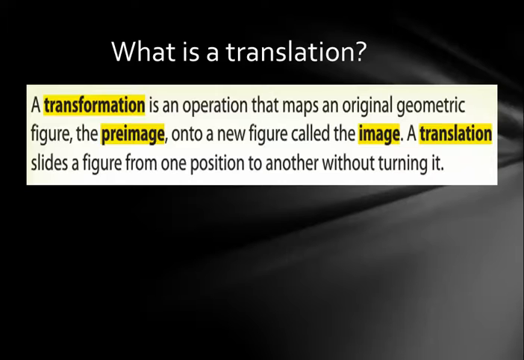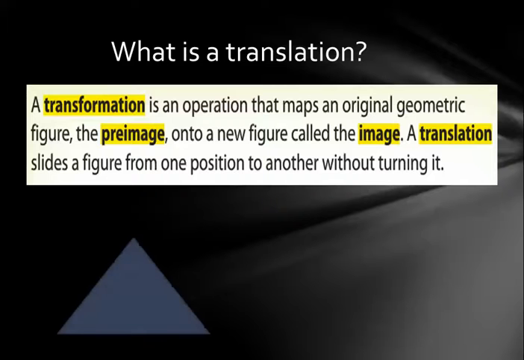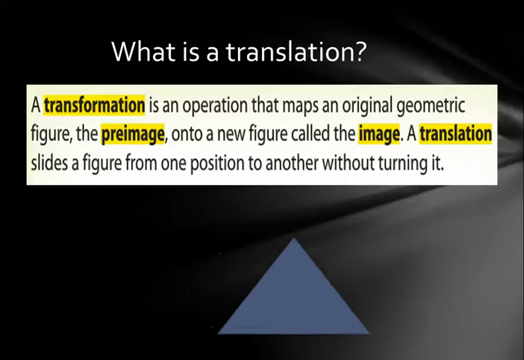Okay, so transformation, preimage, and image are some key terms to know. Preimage is what we started with before, and the image is what happens after some kind of transformation. Transformation means some kind of change that happened to it. And we're talking about figures like this triangle right here. An example of a translation is just sliding it or changing its position from one spot to another spot. Right there, that was a translation.